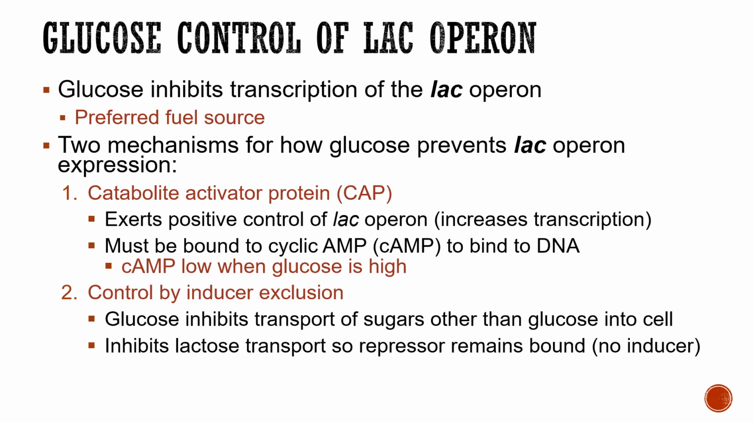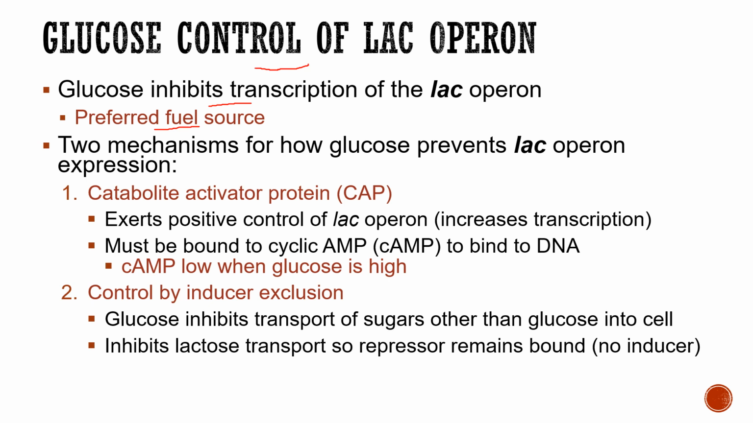All right, now glucose is also going to control this. It's not just the presence of lactose, it's also the absence of glucose that activates this lac operon. And it's an example of how the operon is controlled in a more positive manner. Glucose inhibits transcription of the operon because glucose is the preferred fuel source. If the cell has glucose, it doesn't care if lactose is there, it doesn't want to use lactose.